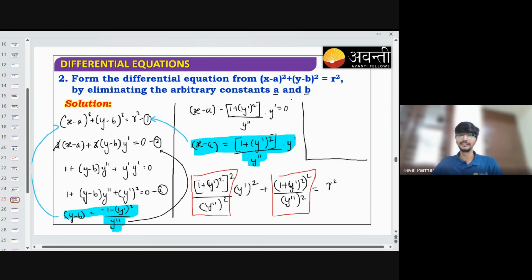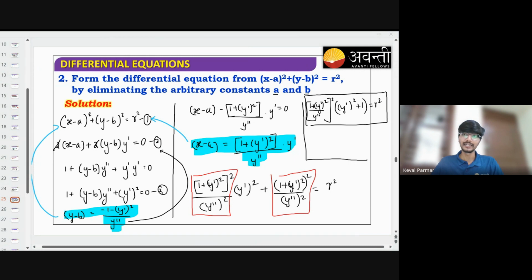I hope it fits. So if I take 1 plus y dash square upon y double dash the whole square common, I'll be left with y dash square plus 1 is equals to r square. Yeah, this is my answer. There are no arbitrary constants, that means there are no a and b. So obviously the calculation was lengthy and somewhat tedious, but it is fine. It is manageable. I hope you got it.